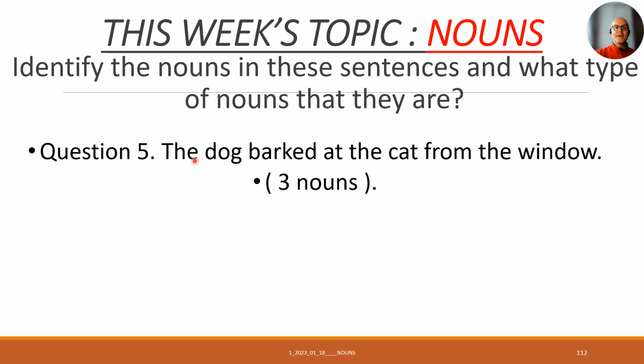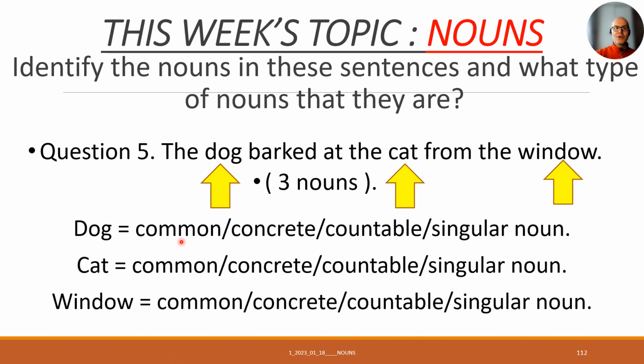Question 5. The dog barked at the cat from the window. 3 nouns, which are dog, cat, window. Dog and cat, common, concrete, countable, singular. Window, common, concrete, countable, singular. All three nouns in this sentence are the same type of nouns.